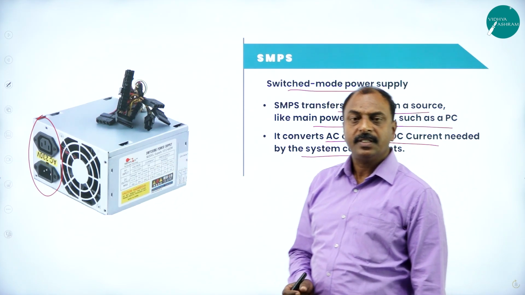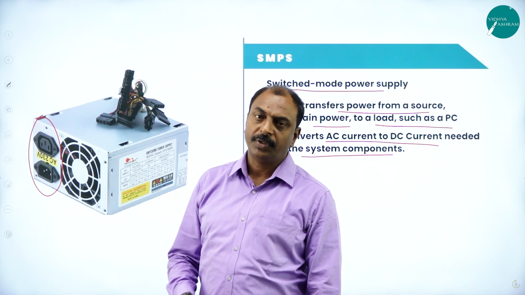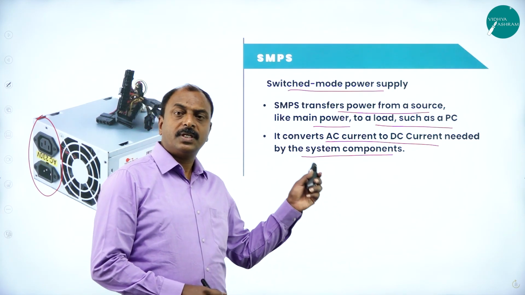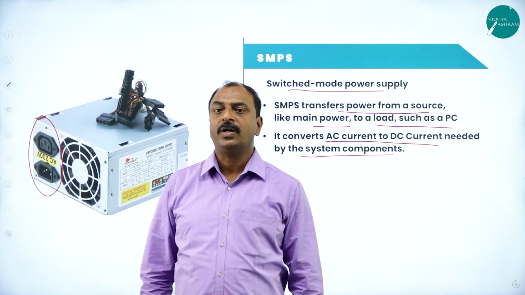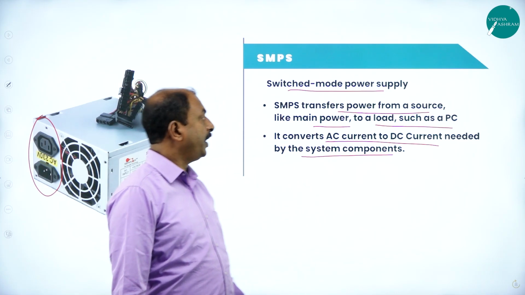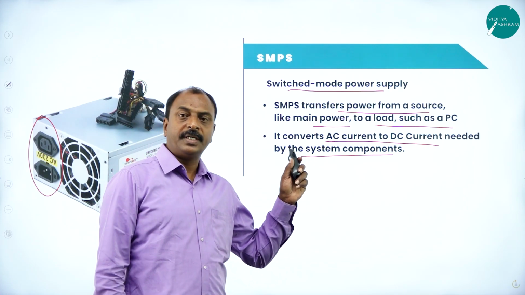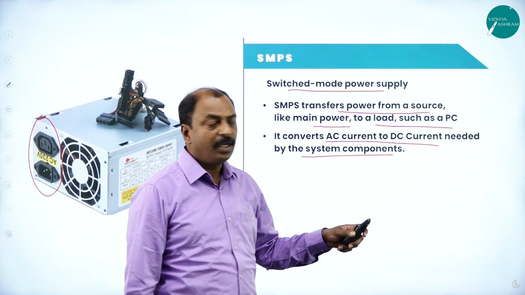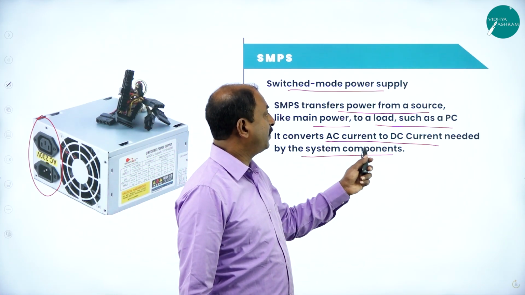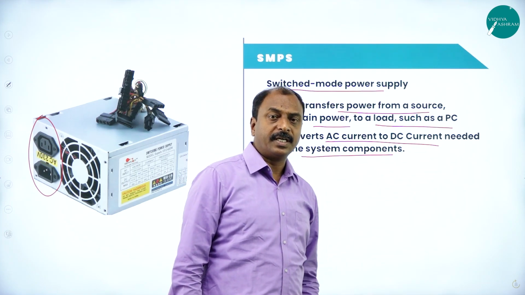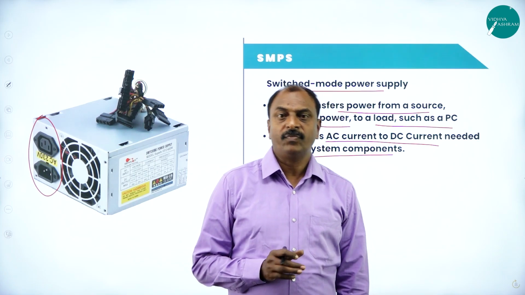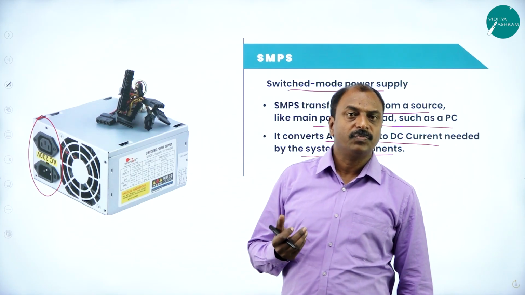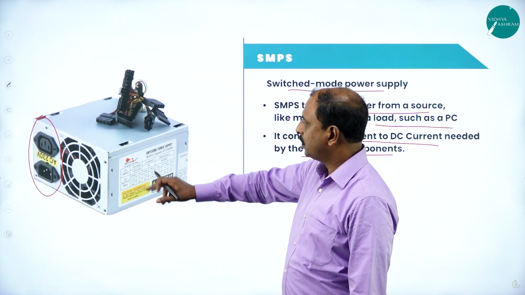And as we have seen, there are so many electronic components mounted on it, and all the components may not require 230 volts of current for functioning. So actually, what this SMPS does is the work of converting AC power to DC power, that is, alternating current to direct current. Whatever power we get from the main source, it comes to the SMPS.